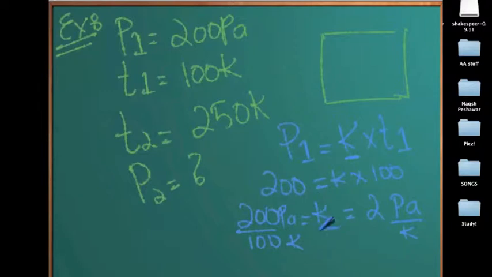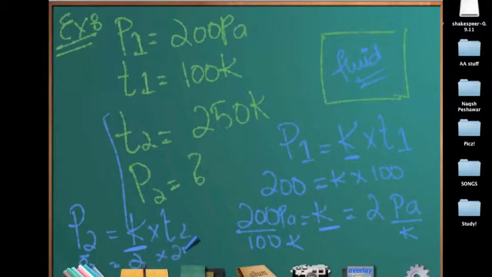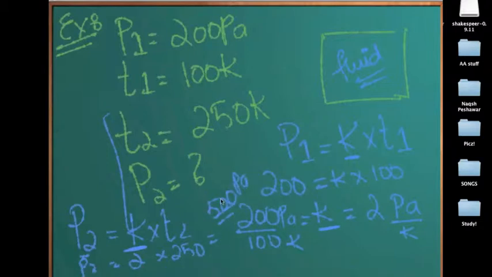Now, this K will be the same, even in this relationship. So if you make a relationship for this, it would simply be P2 is equals to K times T2. And since the volume is constant and the fluid is constant, this is a fluid property. Since the gas is the same or the liquid is the same, even in the second situation, this K will not change. So you need to find out P2 is equals to 2 times 250. 2 times 250 is simply 500 pascals. So you find out the value.